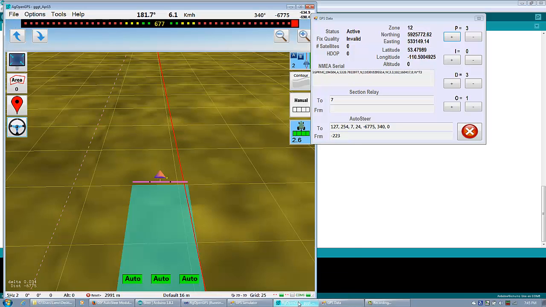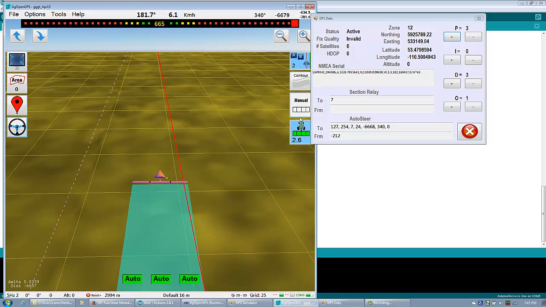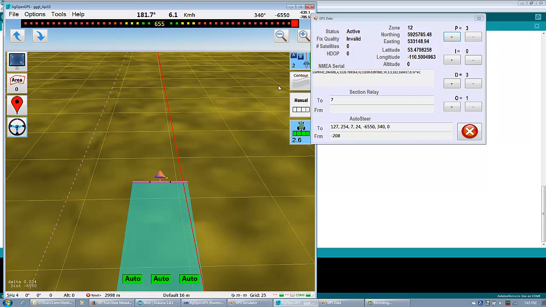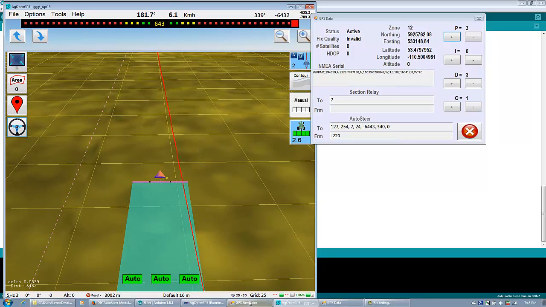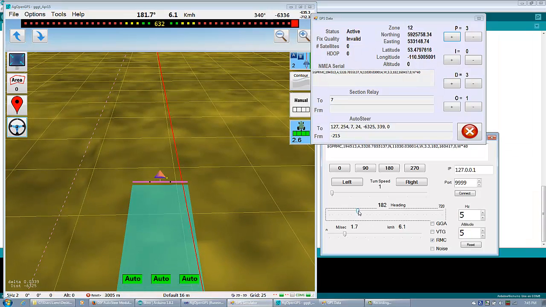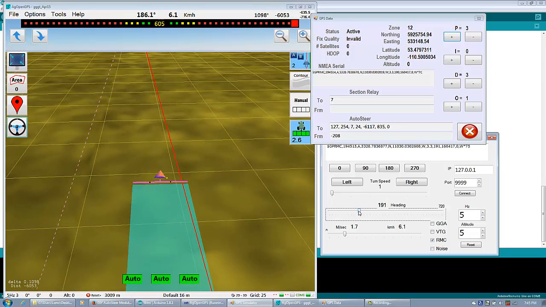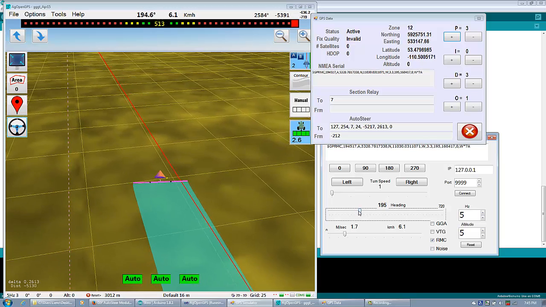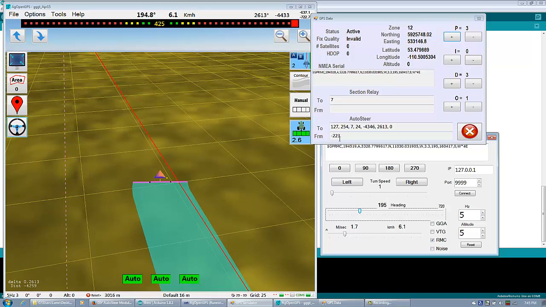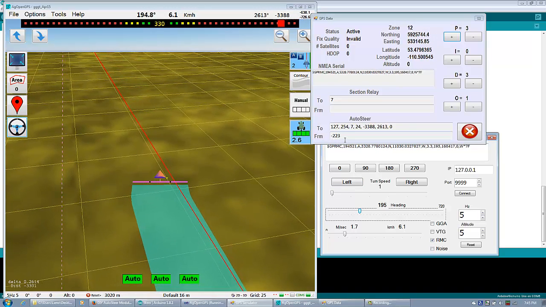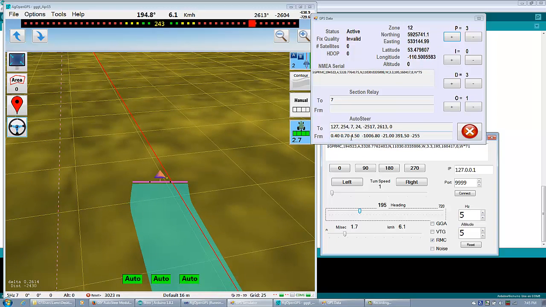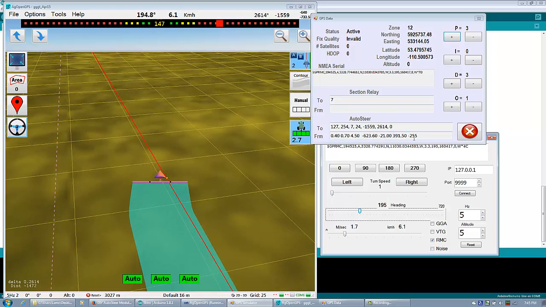So if we go back to AgOpenGPS, we've got to get close enough. Where's my simulator? Cruise a little closer by. Now you should see this pop up as soon as we're close enough. See, now we're within 3 meters. So there's that negative 255.